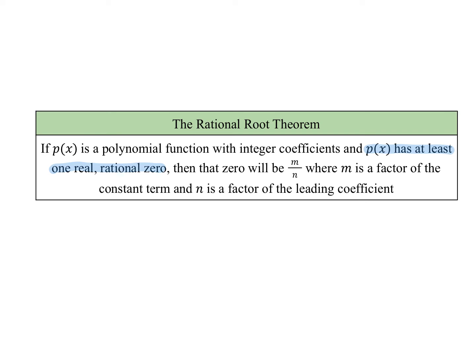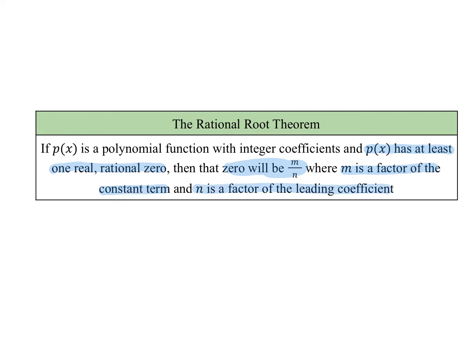But if it does have a real rational zero, then one of those zeros, or at least one of them, will be in the form of m over n, where m is a factor of your constant term. Remember, the constant term is the term without the variable, and n is a factor of your lead coefficient.